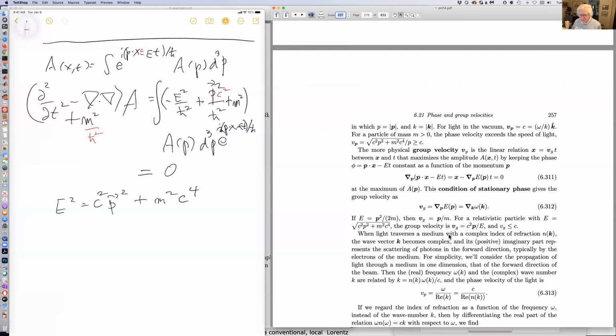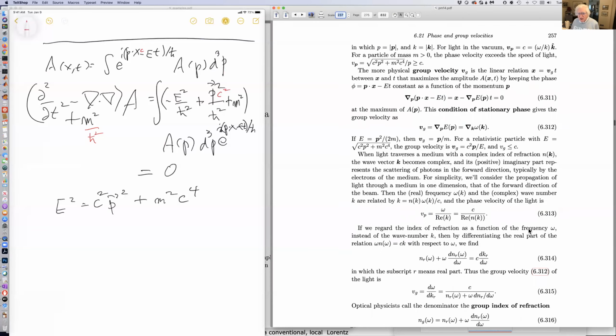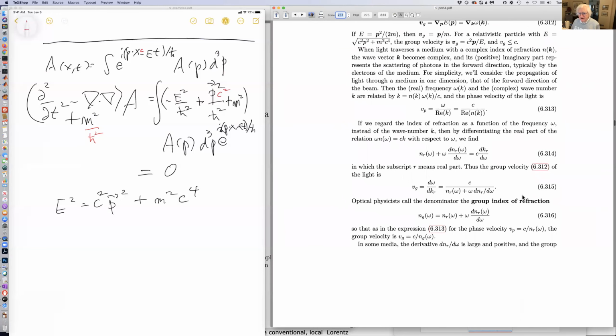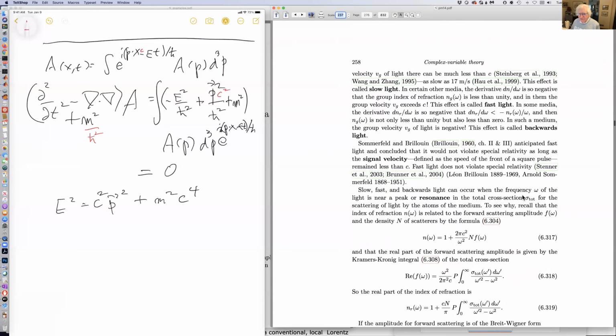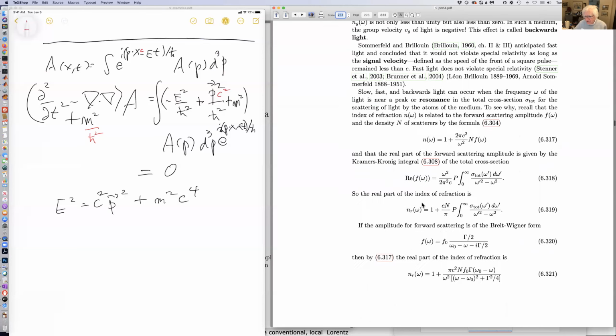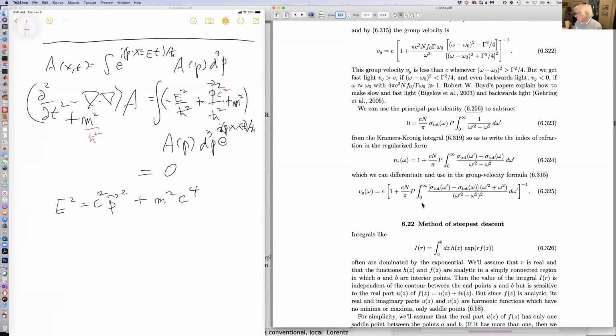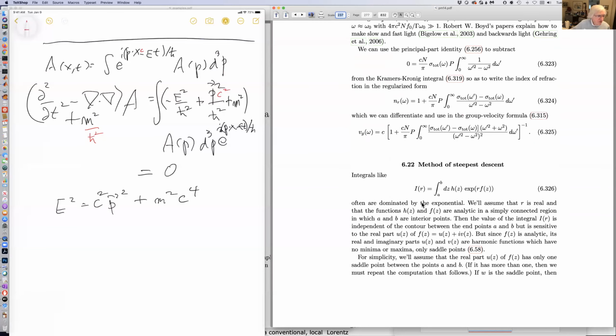And for a relativistic particle, we get this expression. It's always less than or equal to the speed of light, and if the mass is non-zero, then it's strictly less than the speed of light. I think I'm going to skip the rest of this. Those of you in optics ought to read it. And if somebody's curious about this, I'm willing to do this as part of the 468 lecture tomorrow afternoon.